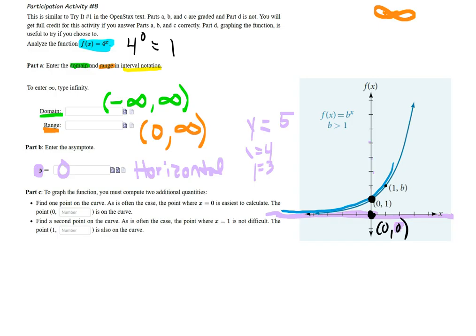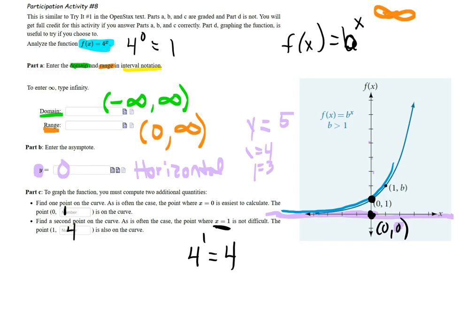All of them do. Anything that is in the basic form of f of x is equal to, I usually say a to the x. It looks like they've got b to the x. A, b, it doesn't matter. Whatever the base is, some number raised to the 0 power will always equal 1. So this thing will always go through 1 on the y-axis. So that's an extra point that I know. And then, find one point on the curve. So x is 0, y is 1. And then it says find a second point when x is 1. So 4 to the 1 would be 4.